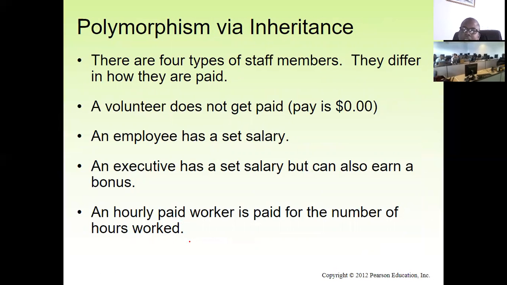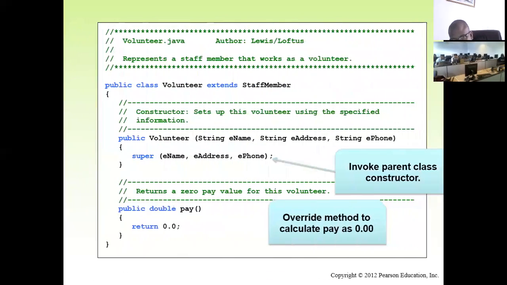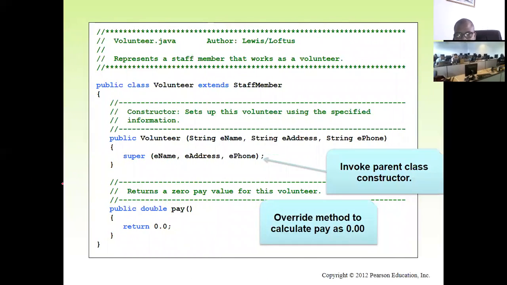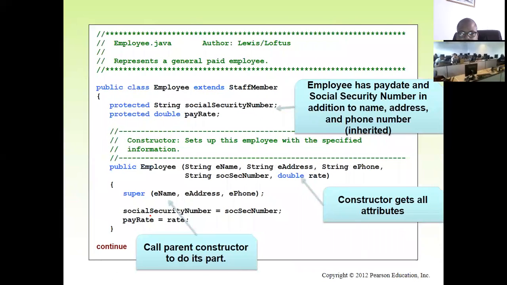So there are 4 types of staff members. They differ in how they are paid. We have the volunteer who does not get paid, as we said before, an employee who has a set salary, an executive who has a set salary but also earns a bonus, and an hourly paid worker. Volunteer, of course, we went through this already. We call the constructor for the parent class, and we set his pay by overriding the method pay as required. Then we move to the employee.